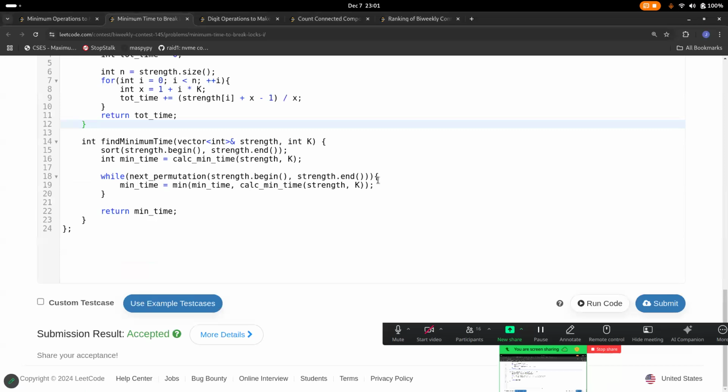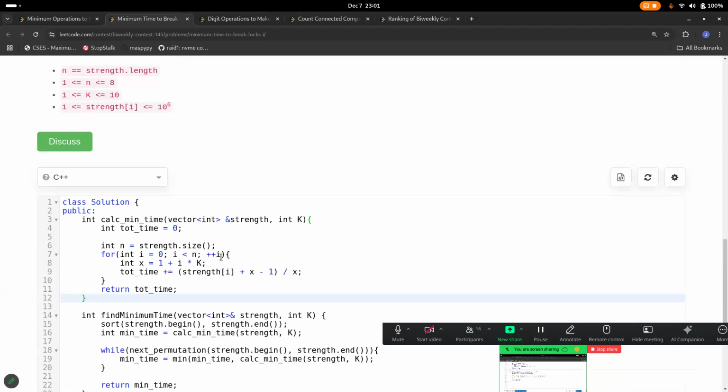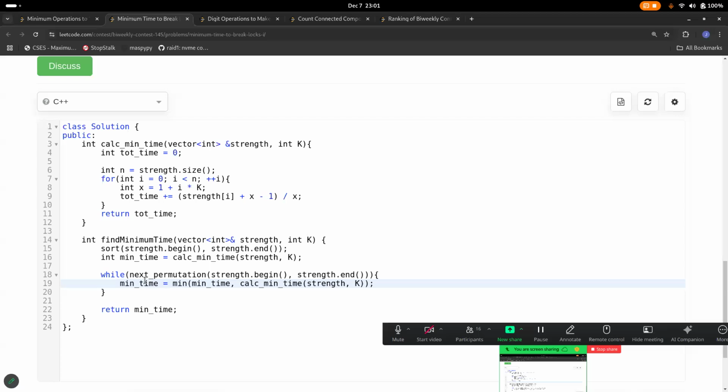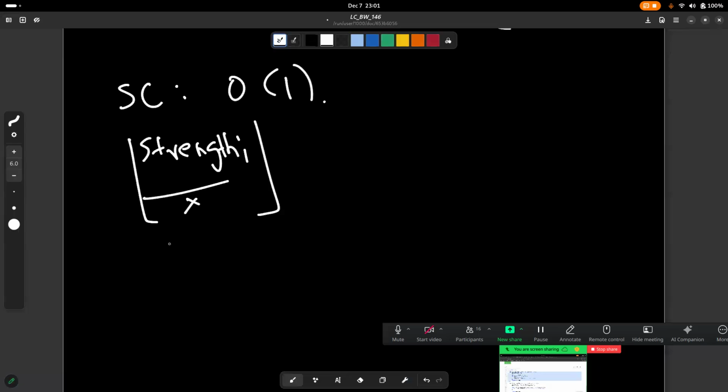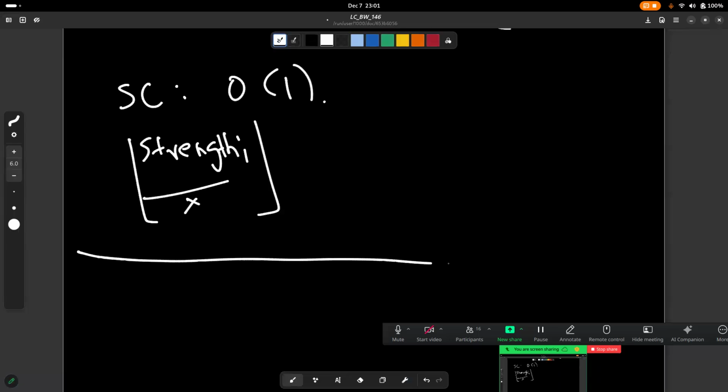A few people have tried doing this with recursion and backtracking. I saw a few solutions that use recursion and backtracking, but I think overall this is the basic idea. Basically, you sort the first array, then you explore all the permutations of this array. You basically generate all the permutations. Then for each permutation, you calculate the minimum time that you require to break all the locks with this permutation. And finally, you take the minimum of them, and that's your answer. So that was about problem B.